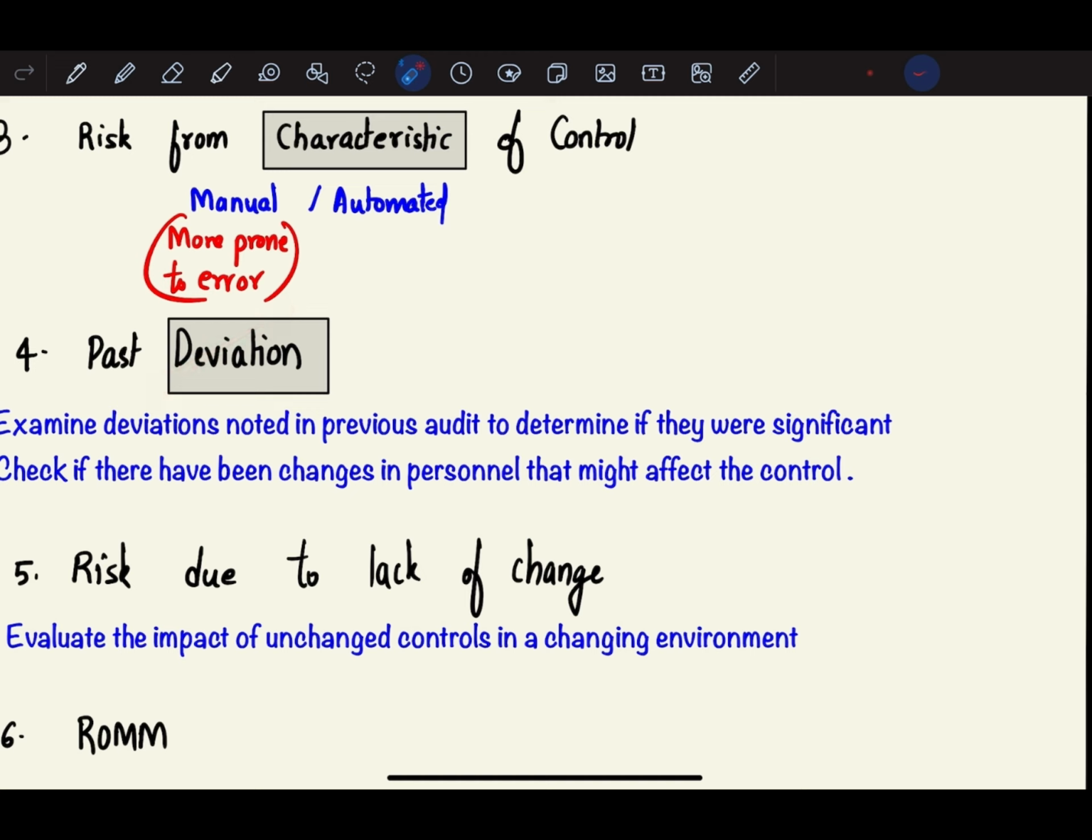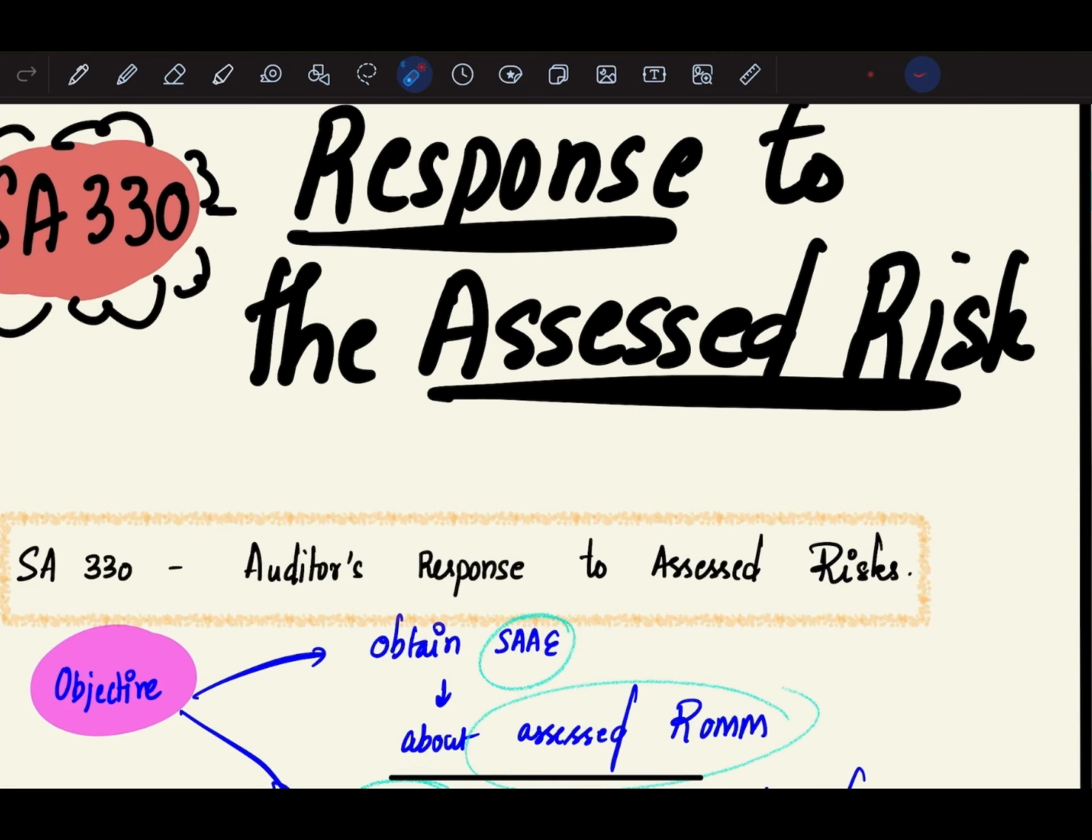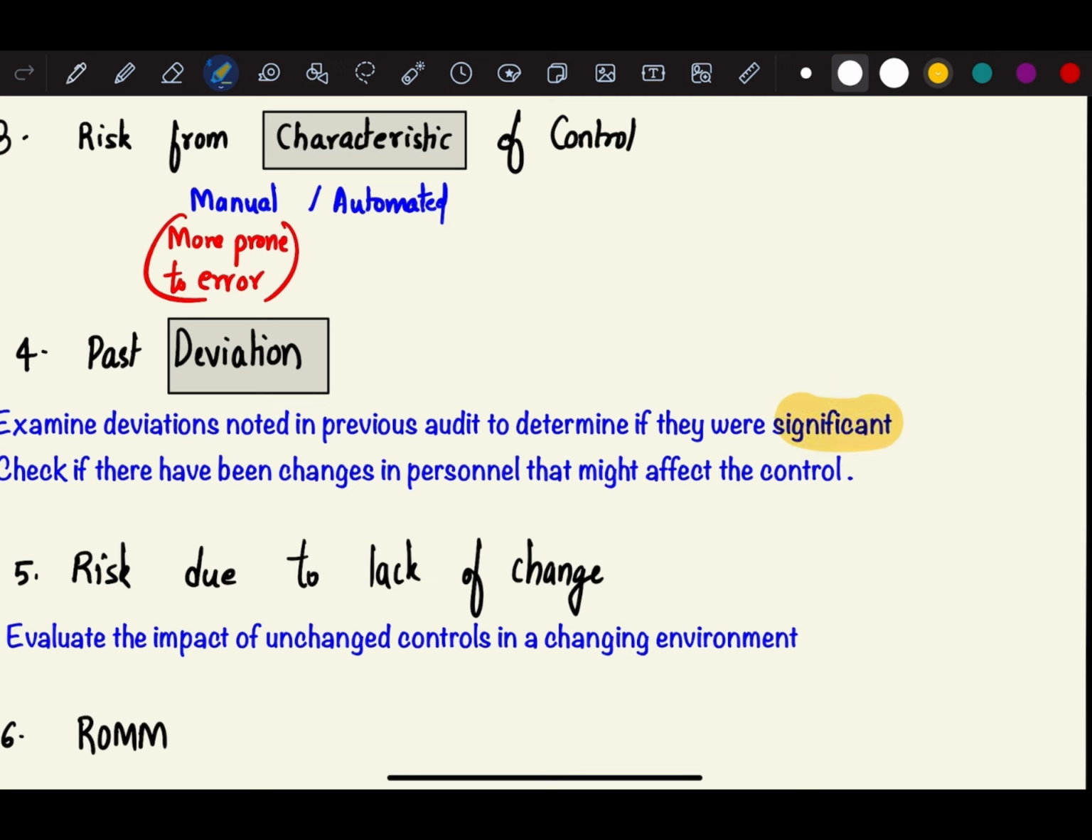The next one is past deviation. You need to examine the deviations noted in the previous audit to determine if they were significant. If there were any deviations that you noted in your previous audit, check whether they are significant or not. If they are significant, then check if there have been changes in personnel that might affect the control. So any past deviations also, the auditor needs to consider.